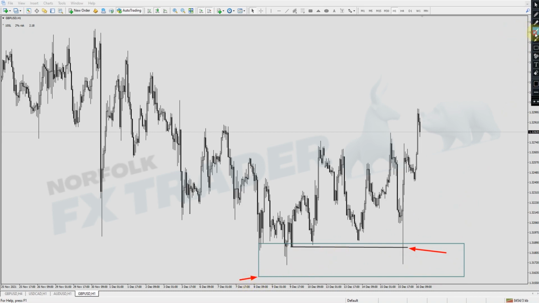Where's my first profit target? Well, when price comes back into this area, this is the move which does this. And this becomes my first resistance area. So an entry here, stop loss here. This is my first profit target.